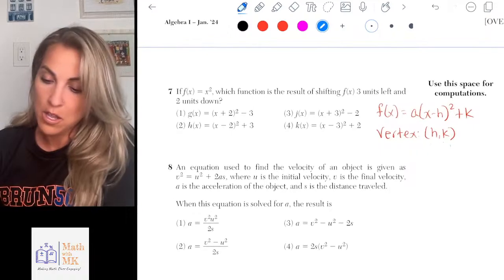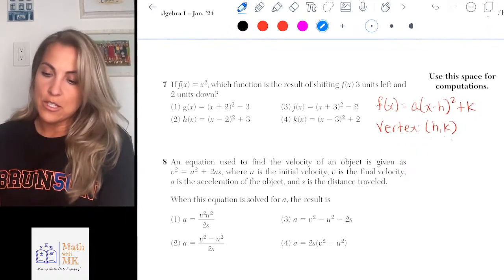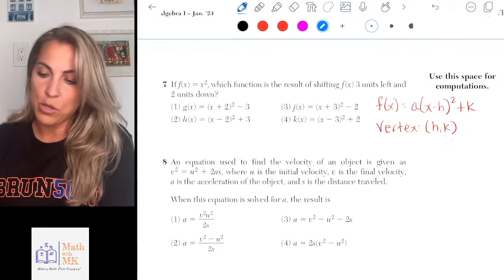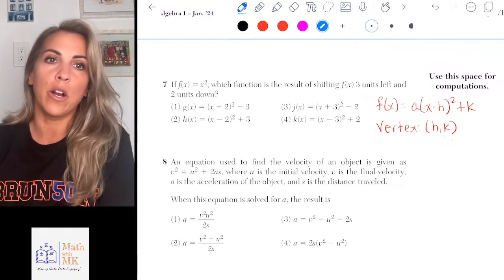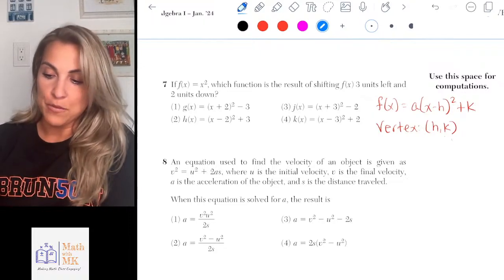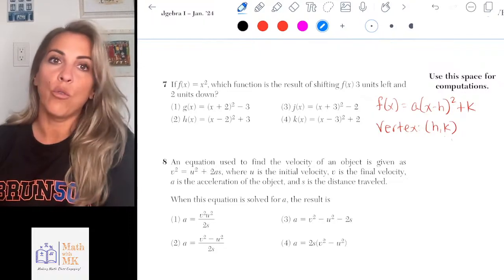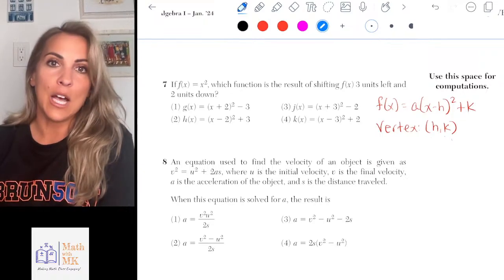Number 7: if f of x equals x squared, which function is the result of shifting f of x 3 units left and 2 units down? We're given a parent function, f of x equals x squared, a parabola with the vertex of 0, 0. Then we're asked to perform some shifts. What I wrote in red over here is the vertex form of the parabola, where h, k is our vertex.